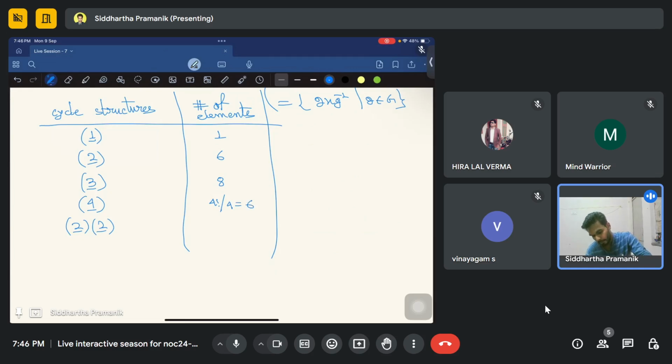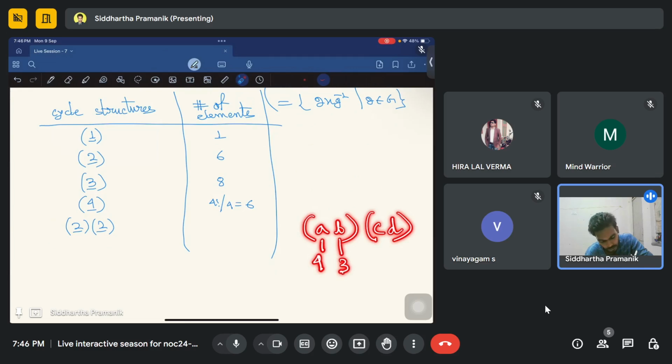Now the number of elements of this form. It is of the type (AB)(CD). This has 4 choices. This has 3 choices. But it is a 2 cycle, so we divide it by 2. This has 2 choices. This has only 1 choice. Again this is a 2 cycle, so we divide it by 2. But these 2 cycles can commute with each other, so we divide by 2 again. So ultimately this number is 3.